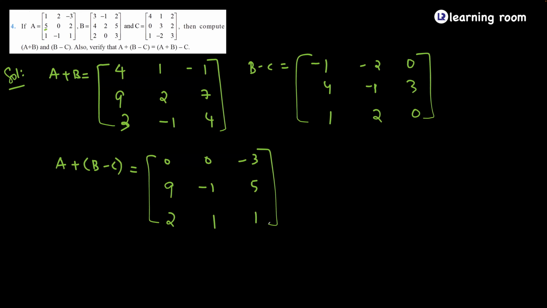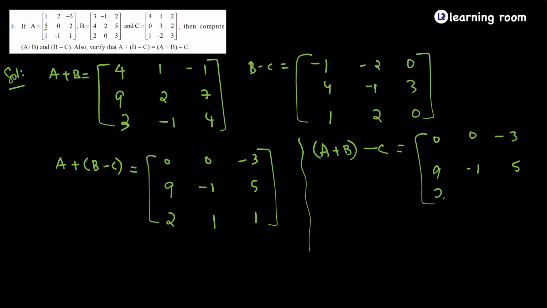Now what are they asking us to verify? Verify A plus B minus C. So A plus B is here, C is here. So A plus B minus C, 4 minus 4, 0. 1 minus 1, 0. Minus 1 minus 2, minus 3. First row is matching. Okay. 9 minus 0, 9. 2 minus 3, minus 1. 7 minus 2, 5. Second row is also matching. So 3 minus 1, 2. Minus 1 plus 2, plus 1. So 4 minus 3 is plus 1. So third row is also matching. They both are same. Right.